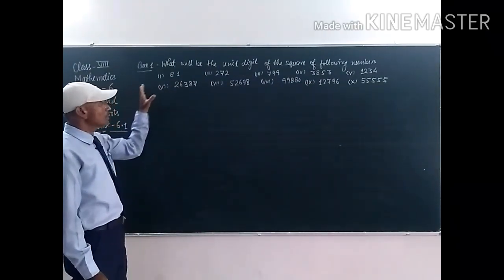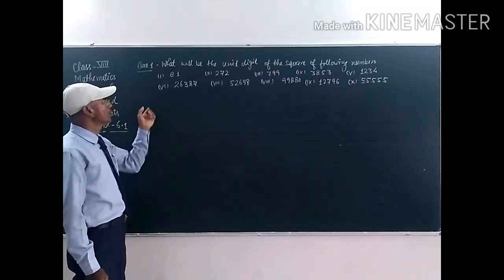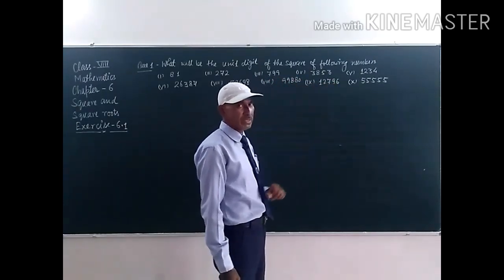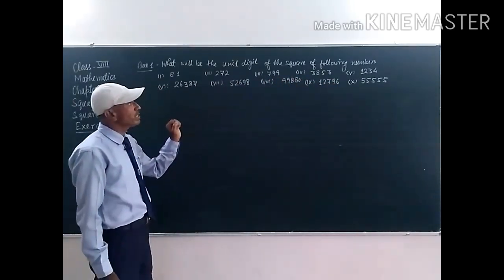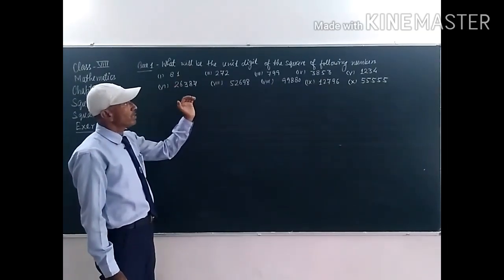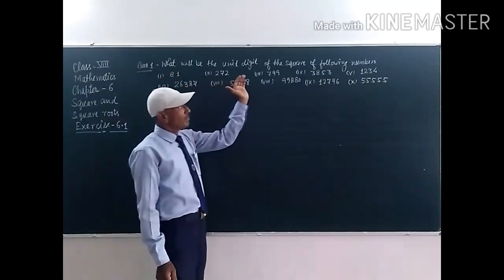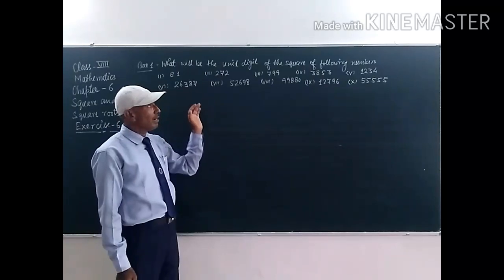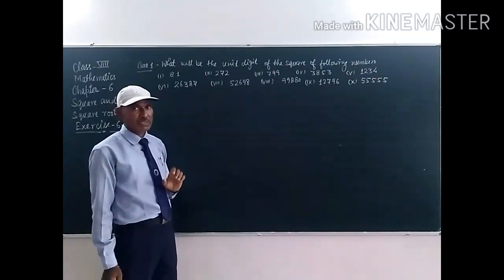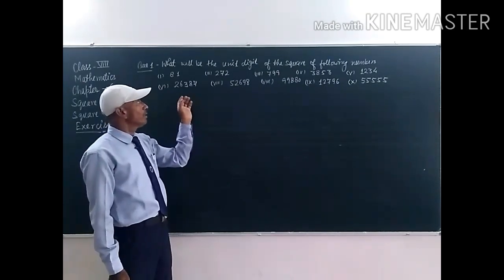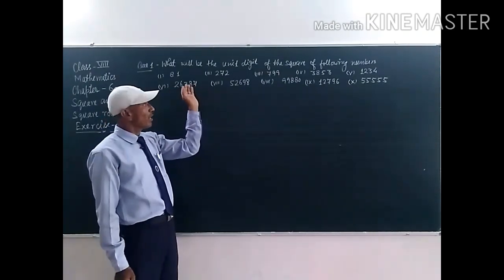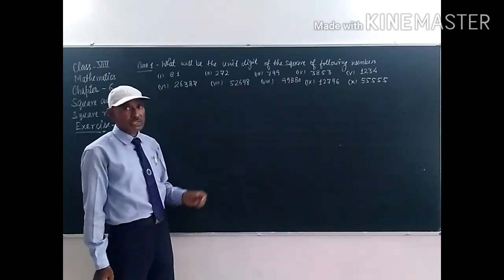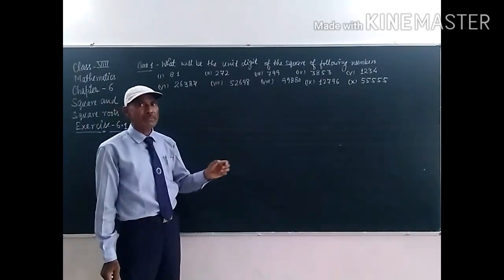And this one is the first question, that is, what will be the unit digit of the square of the following numbers? There are 10 numbers given, students, and we have to find out the unit digit of the square of these numbers. Clear, students? So to find the unit digit in the square of the given numbers, we have to remember the basic rules, or we have to remember the properties of square numbers.